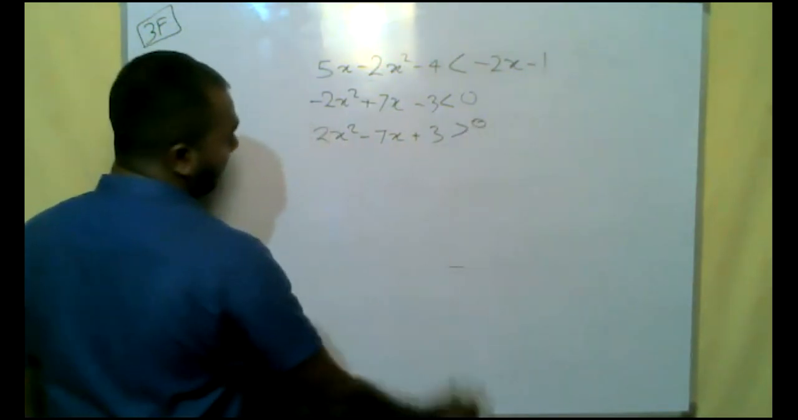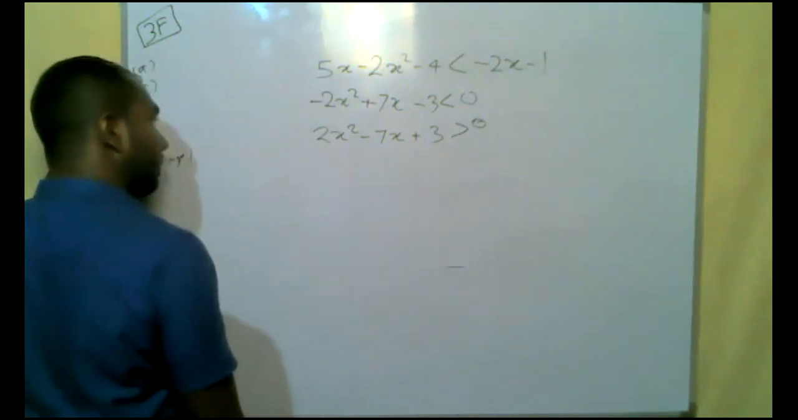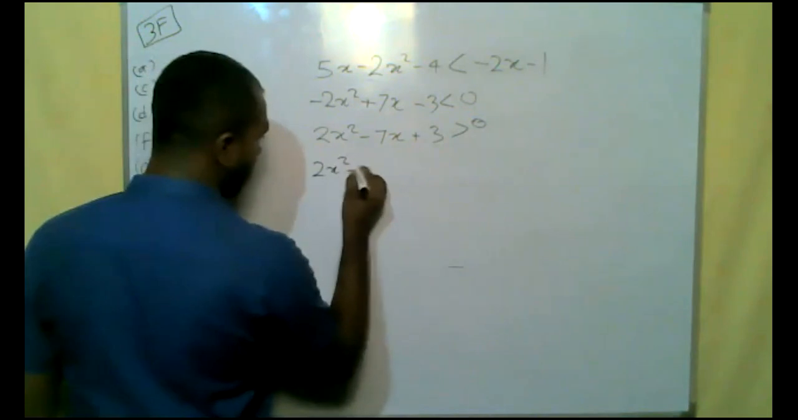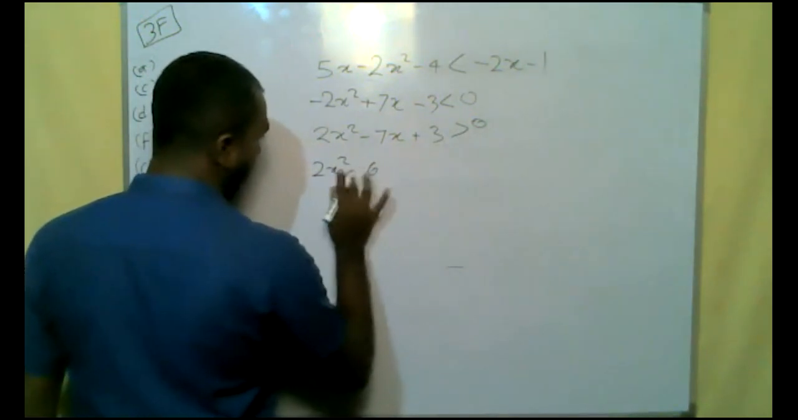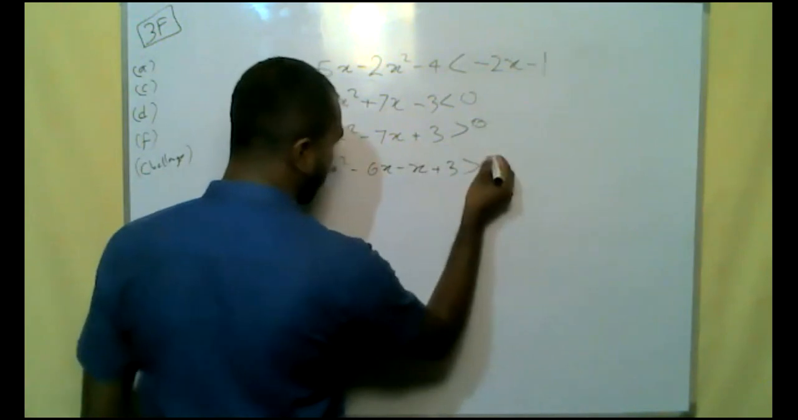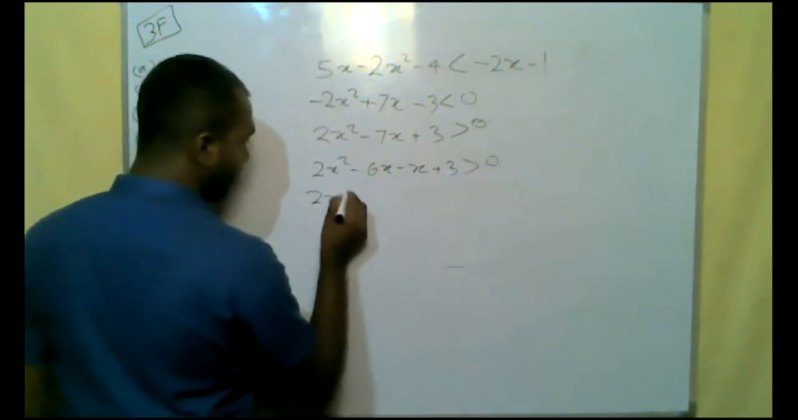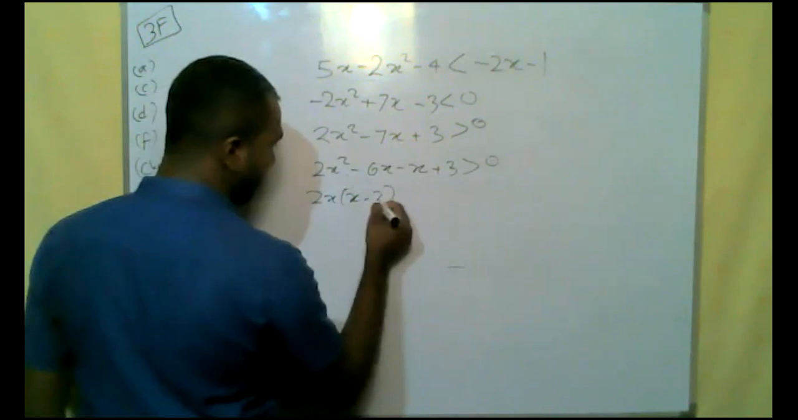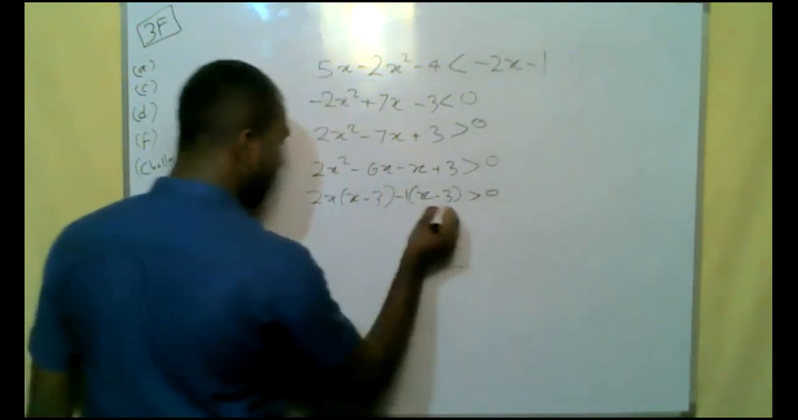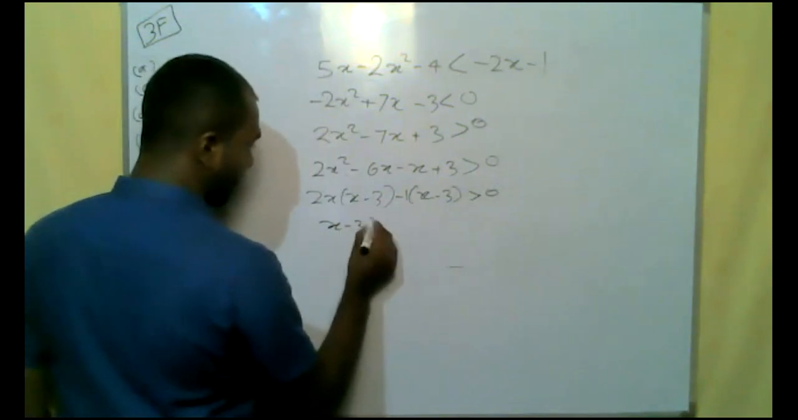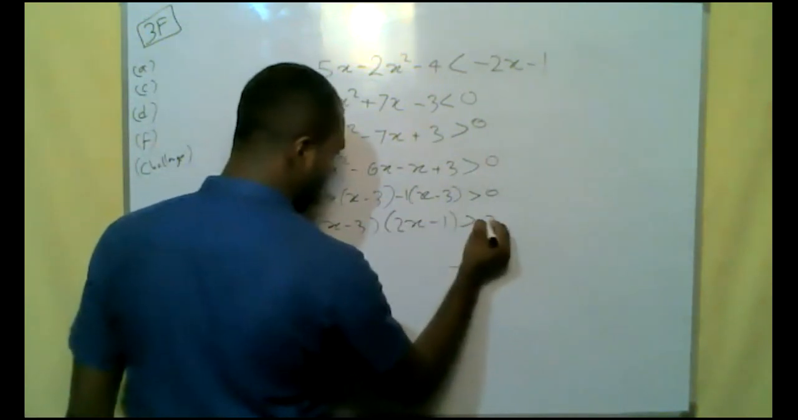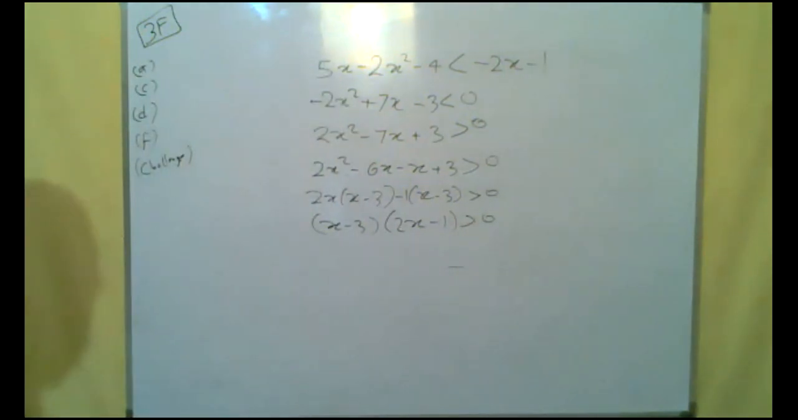Now, what are the factors? I feel like minus 6 times minus 1. So 2x squared plus 6, sorry, minus 6x minus x plus 3. You can take 2x out, x minus 3, and take minus 1 out, x minus 3. x minus 3 times 2x minus 1 is greater than 0.